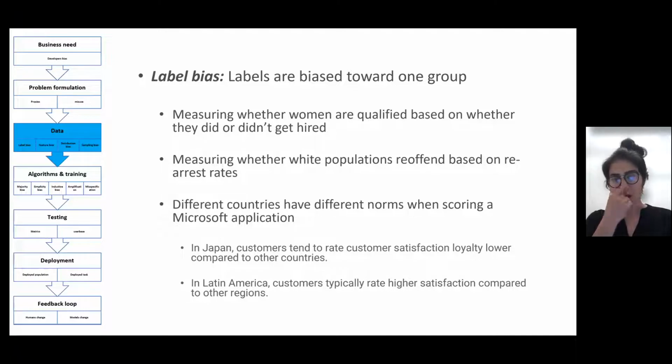And this can happen in a less worrying application. For example, let's say that you look at scoring in a Microsoft application, and different countries have different norms of how to score. And then, as you can see, the labels can be biased toward one group more than the other.